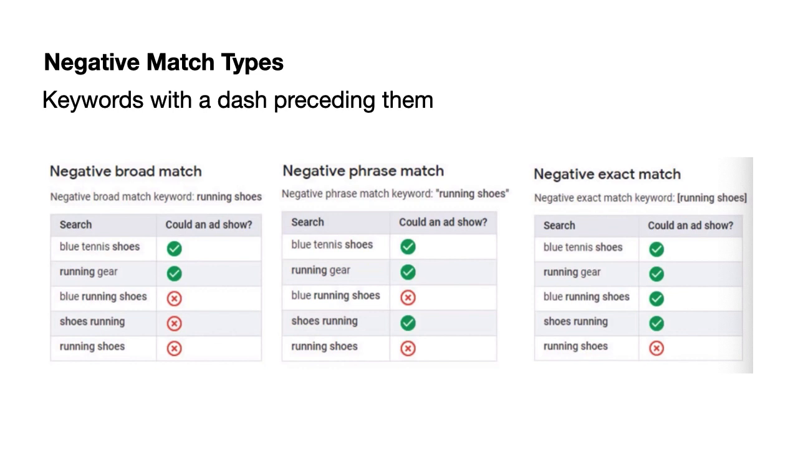So negative keywords are basically a type of keyword that prevents your ad from being triggered by a certain word or phrase. So for example, if you were to include running shoes in your negative broad match keyword, your ads aren't going to show to anyone who is searching for running shoes. And negative keywords can be applied to the three match types available on Google Ads.